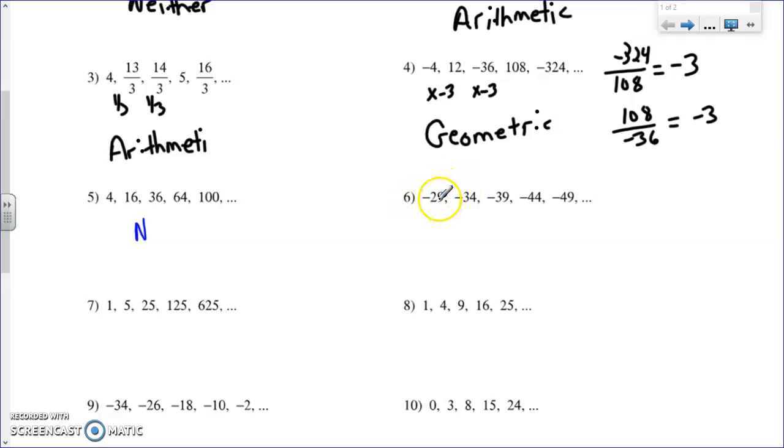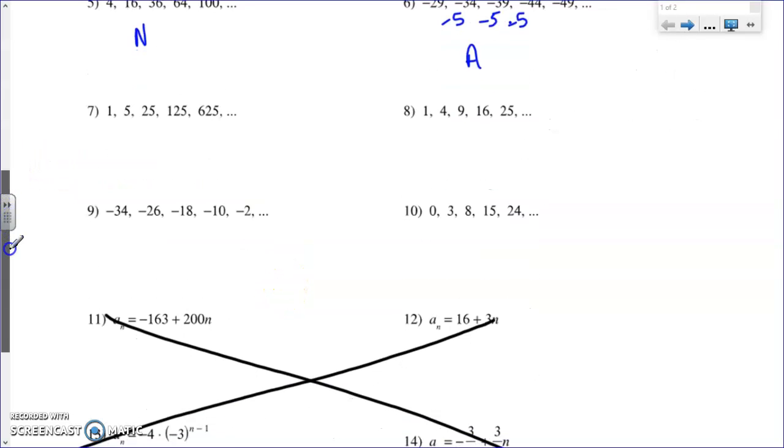All right, how do I get from negative 24 to negative 34? Sorry. I would subtract 5, subtract 5, subtract 5. So this is arithmetic. Good? I don't care how you say it. I'm recording, so I need to say it right. Okay, so everybody understand how that one's arithmetic?